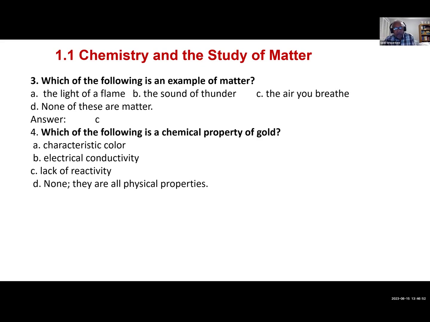None, they are all physical properties. What would be the answer? I would say none, they're all physical, correct? How about the C? What did he say about it? Lack of reactivity. So is it C because it's a chemical property of gold, lack of reactivity? Yeah, less reactivity means less chemically reactive. So the answer is C? Okay.